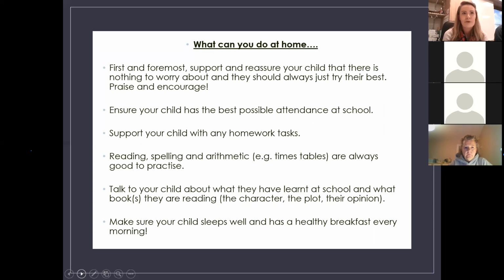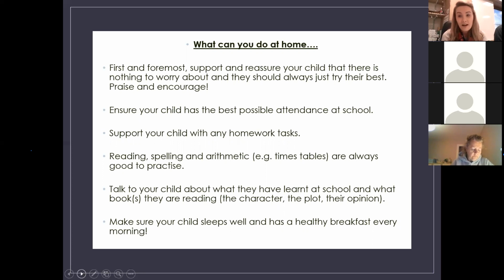And again, we're treating it more like a healthy competition and just being the best you can be, rather than, you know, you've got to be here, you've got to be there. That's not realistic. That's not what the children need. They just need to do their best and make their best progress. Ensure your child has the best possible attendance at school. Again, tricky at the moment.